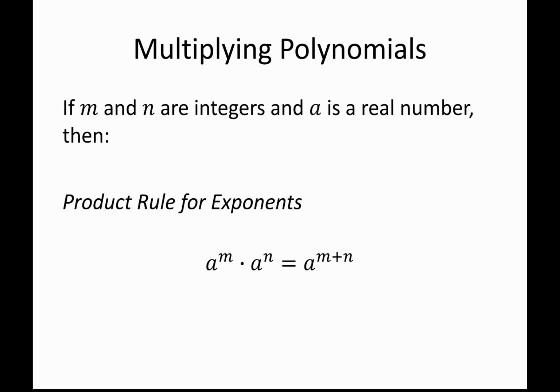Let's talk about a basic exponent rule that we really need to make sure we are aware of when we're multiplying polynomials. If you have two monomials, like a to the m power and a to the nth power, and you're multiplying them together, you will use the product rule for exponents, which basically states that as long as the bases are the same and you're multiplying two exponential expressions together with that same base, then you add the exponents together.